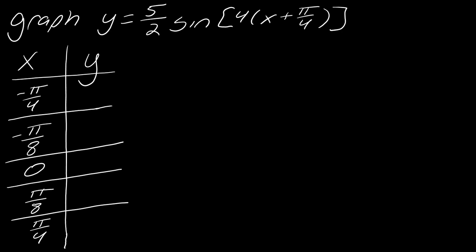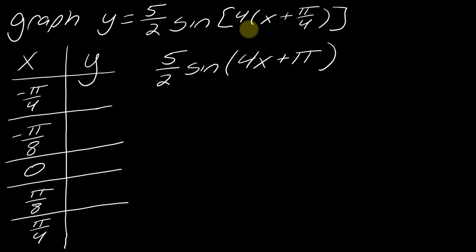So let's prove that. I've got 5 over 2 sine of, well, let's simplify this to just 4x plus pi. Does that sound good to you? So I'm just going to distribute this in, it's 4. So let's call this the equation now.